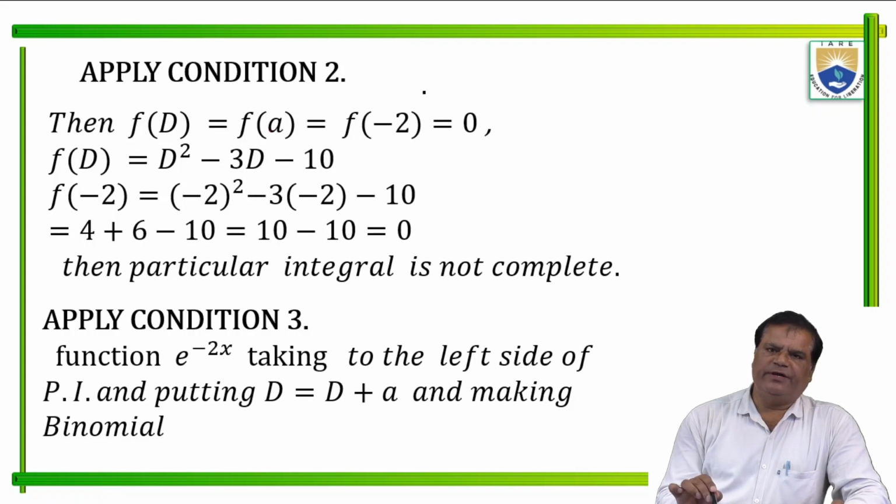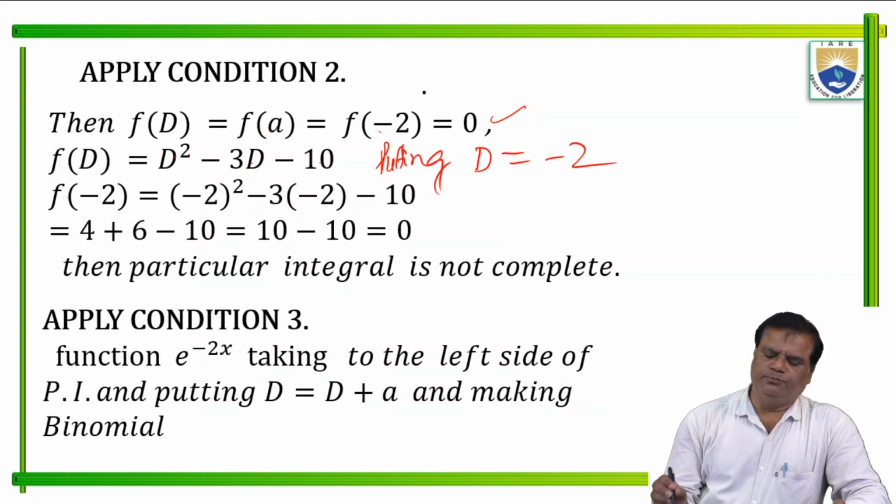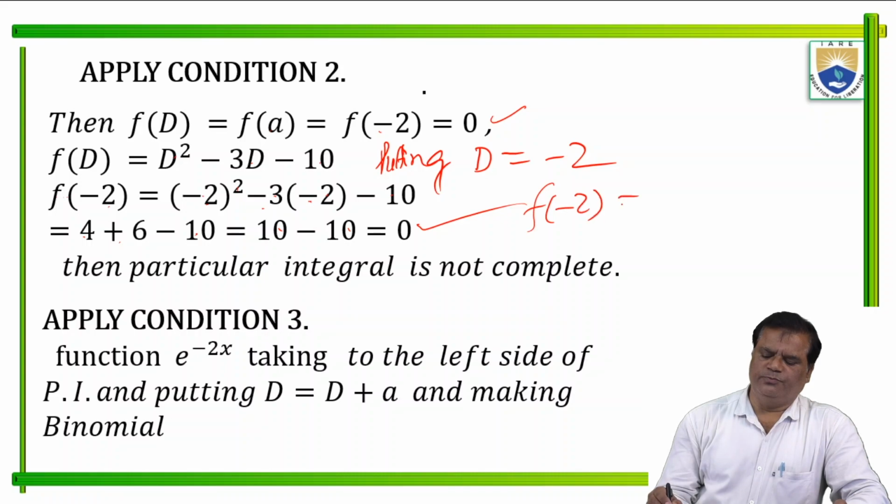Then f(D) equal to f(a), f(a) equal to f(minus 2). This equal to 0. Here f(D) equal to D square minus 3D minus 10. Putting D equal to minus 2, here f(minus 2) equal to minus 2 whole square minus 3 into minus 2 minus 10. So here 4 plus 6 minus 10, 10 minus 10 equal to 0. So here f(minus 2) is 0, or f(D) is 0. Then particular integral is not complete here.